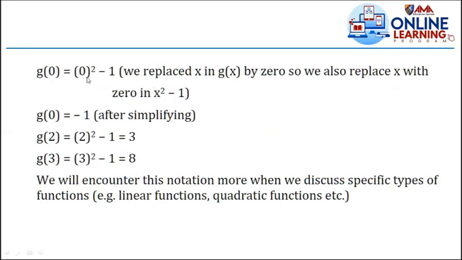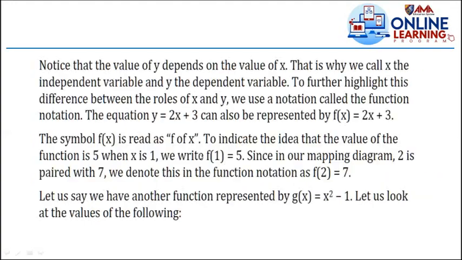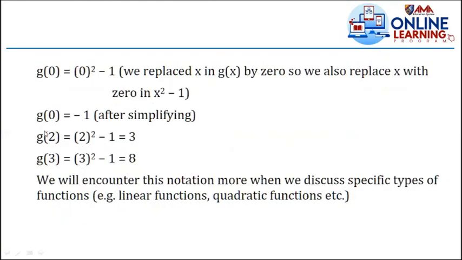So ang gagawin lang po natin is i-substitute lang po natin. Okay? G of 0 is equal to negative 1, after simplifying by using this equation, x squared minus 1. G of 2: 2 squared is 4 minus 1 is 3. G of 3: 3 squared is 9 minus 1 is 8. So we will encounter this notation more when we discuss specific types of functions, either linear functions or quadratic functions, etc.